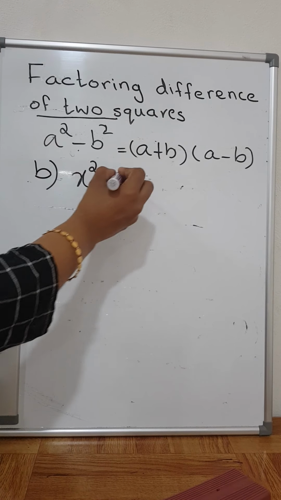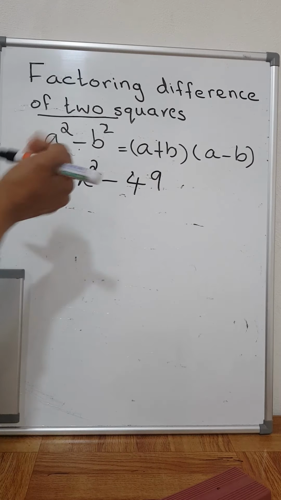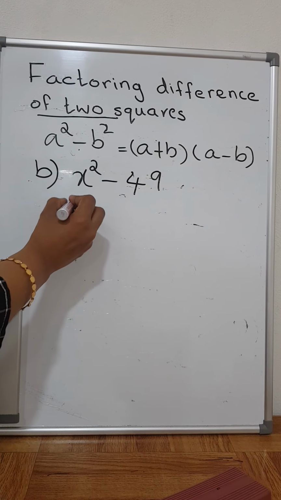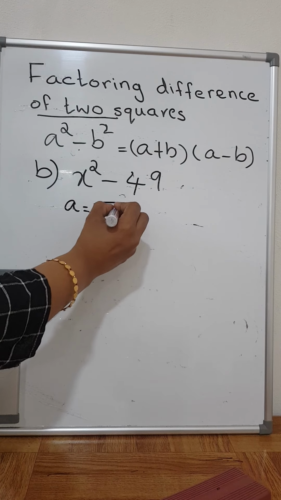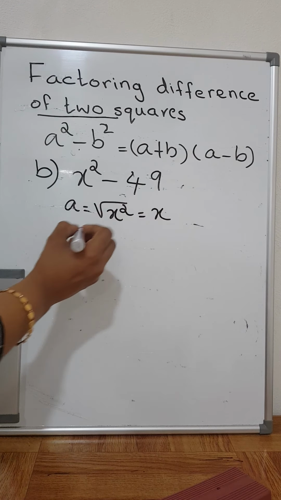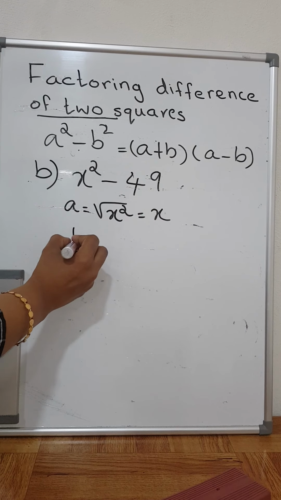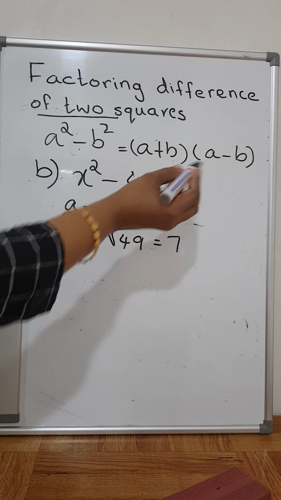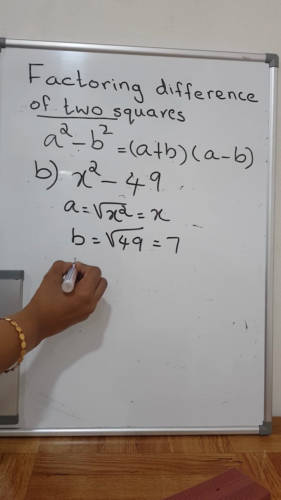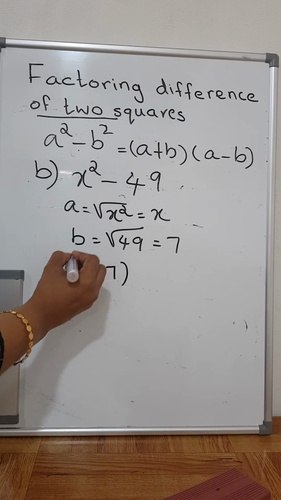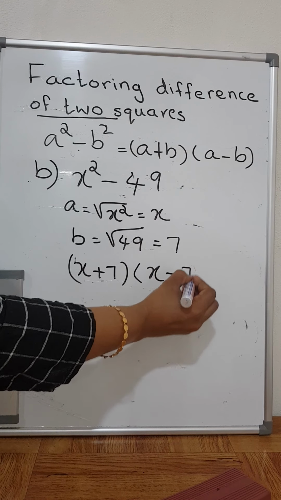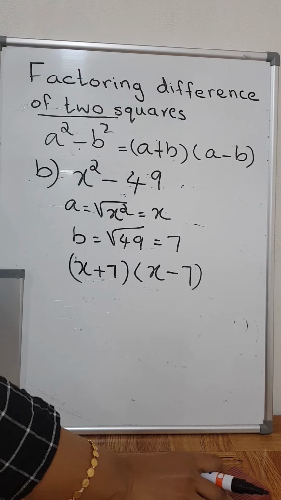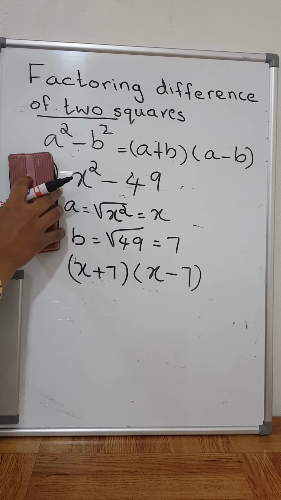Next one, x square minus 49, same as the previous one. Here a square is x square, so a is equal to root of x square, that is x. B square is 49, so b is equal to root of 49, that is 7. So (a + b) times (a − b) is x plus 7 times x minus 7. Very easy, right? Let's try to solve more problems.